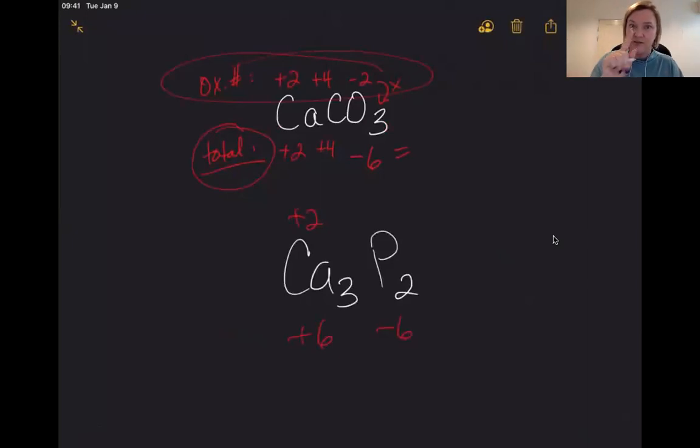So here's the difference. There are 2 phosphorus atoms. The total oxidation number for both phosphorus atoms is -6. So when you go upwards like this, you have to divide. So -6 divided by 2 is -3. Okay, so be careful of that.